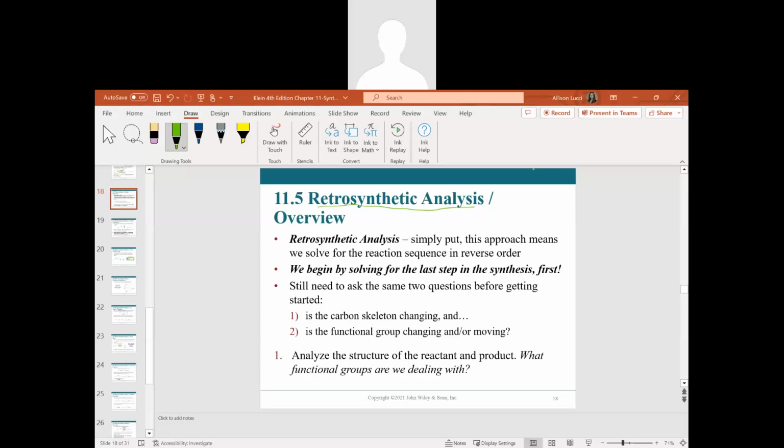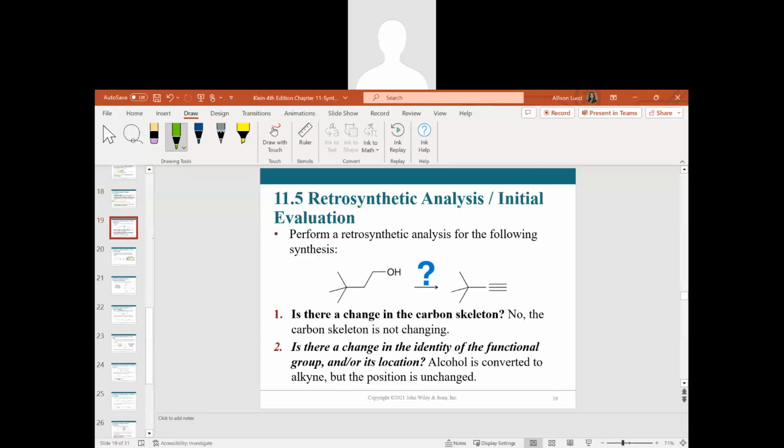So we'll take a look at some specific examples, but we're still going to need to answer those same two questions. We're going to have to see if there's a change in our carbon skeleton, or a change in the functional group or position of that functional group. So we're still going to look at these same two steps, whether we go forward or in retrosynthetic analysis. As part of step 1, we're going to analyze the structure of the reactant and product and take a look at what functional groups we are dealing with.